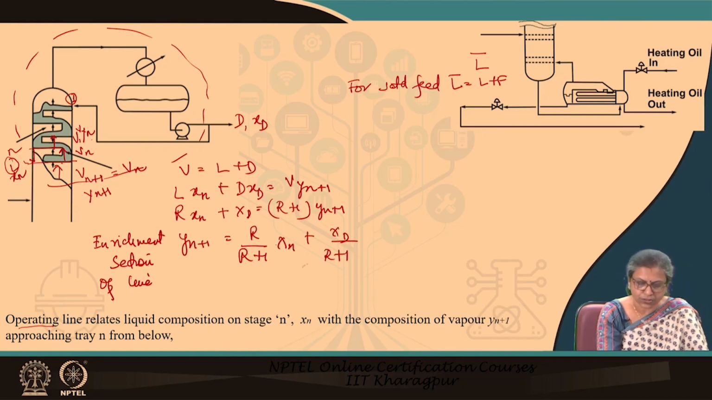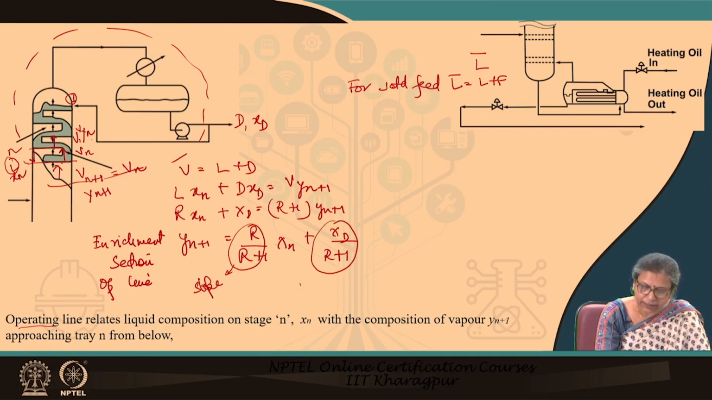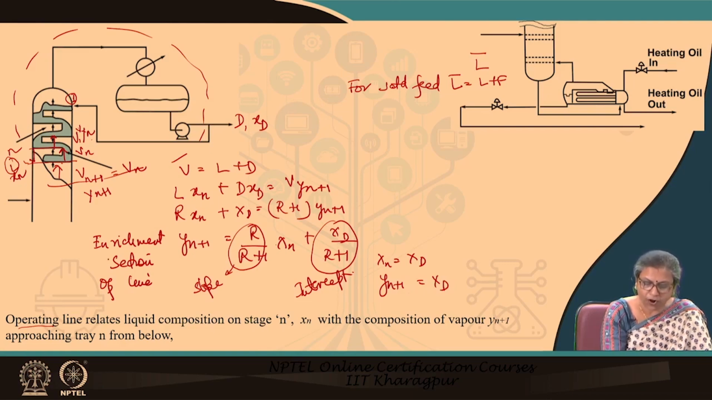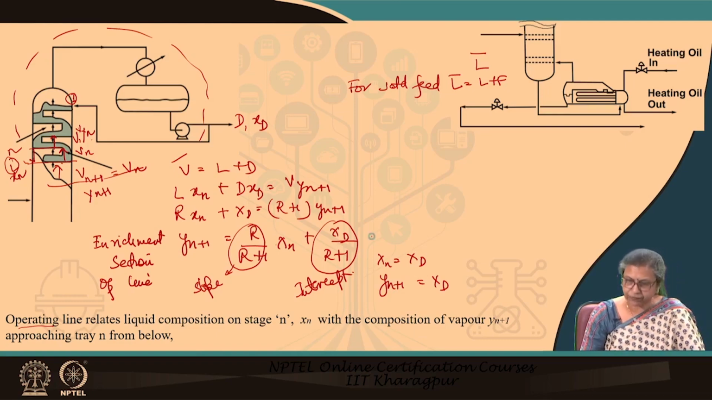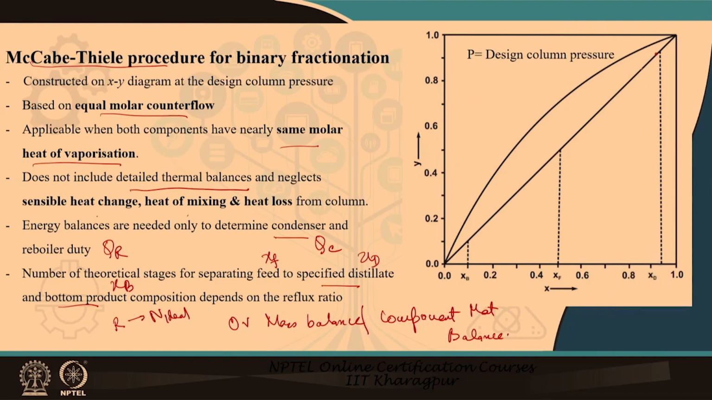So, what does this show? It shows that if the reflux ratio is constant, then this is the slope of the enrichment line and this is the intercept of the enrichment line. And for x_n equals x_D, what happens? You can very well understand y_(n+1) equals x_D. So, one point on this particular line is going to lie on the diagonal curve. This corresponds to the point (x_D, x_D).